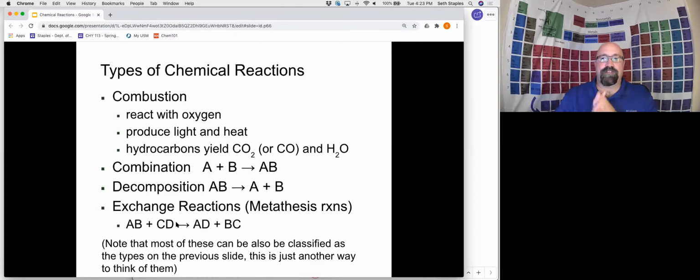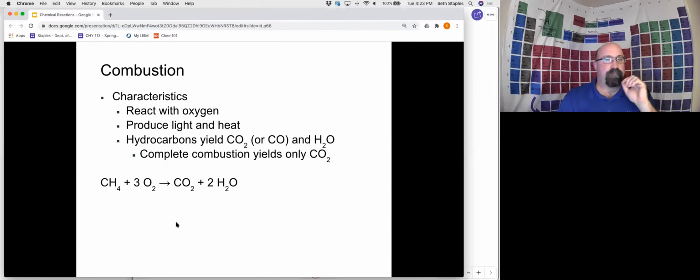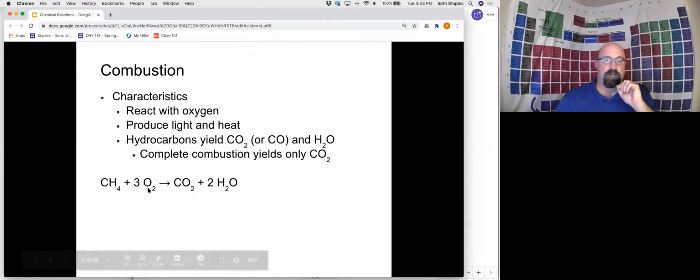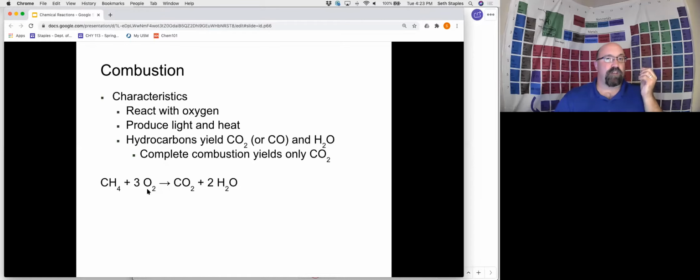Now, most of these different types of reactions can also be classified in the ways that we've already talked about. These are just other ways to think about some of these reactions that we've looked at. So like I mentioned, we have our combustion reactions. So something like methane, natural gas, reacts with oxygen in order to produce carbon dioxide and water. And that's really the big hallmark of a combustion reaction. O2 as a reactant. Fire needs oxygen. And we produce carbon dioxide and water.